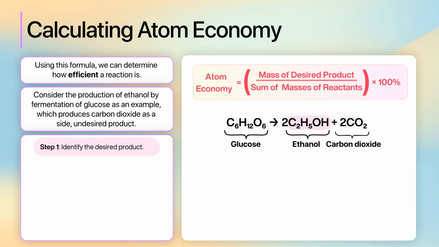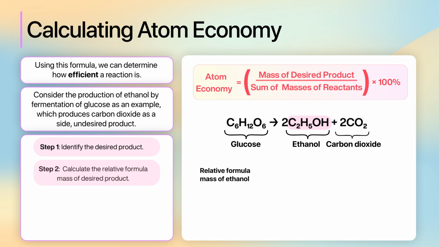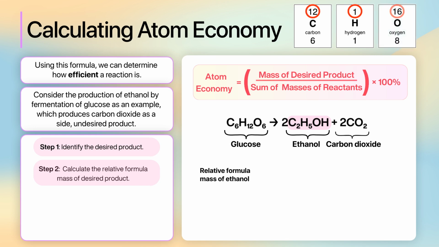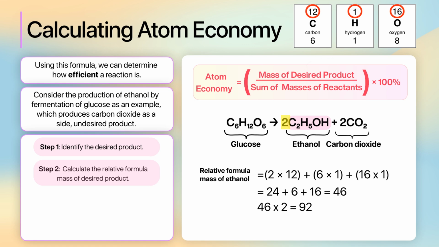Step 1 is to identify the desired product. Here, it is ethanol. Step 2 is to calculate the relative formula mass of ethanol. Carbon has an atomic mass of 12. Hydrogen has an atomic mass of 1. Oxygen has an atomic mass of 16. Calculating the relative formula mass of ethanol leaves us with 46. Since the equation shows we produce 2 moles of ethanol for every mole of glucose, multiply this number by 2, giving a mass of 46 times 2 equals 92.